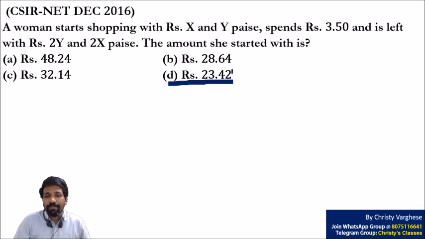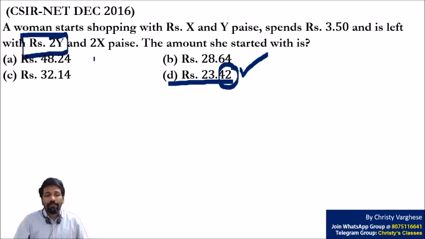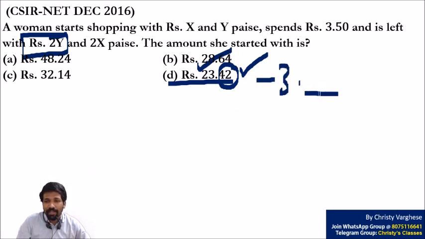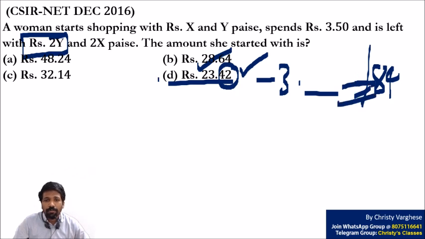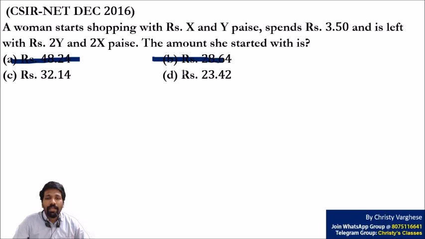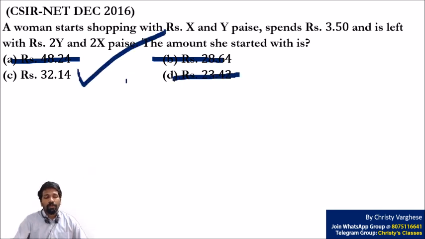So try option D. 23 rupees 42 paise. 42's double is 84. That means finally 84 rupees should be there. From 23-something, when you subtract 3-something, can you get 84-something? Not at all possible. So option D is also eliminated. So A, B and D are eliminated, and without a doubt you can say option C is the answer. Without even subtracting 3.50, you are getting the answer. That is how you have to do questions smartly.